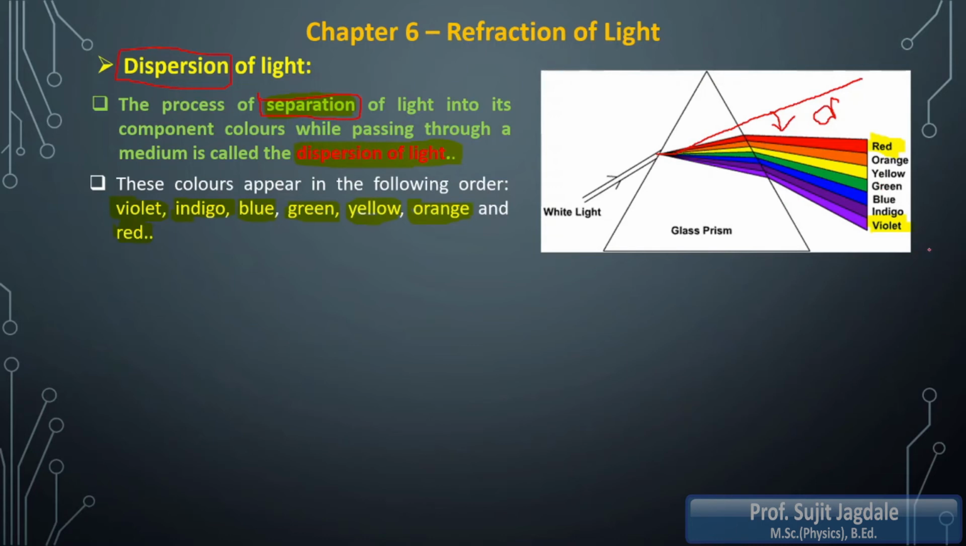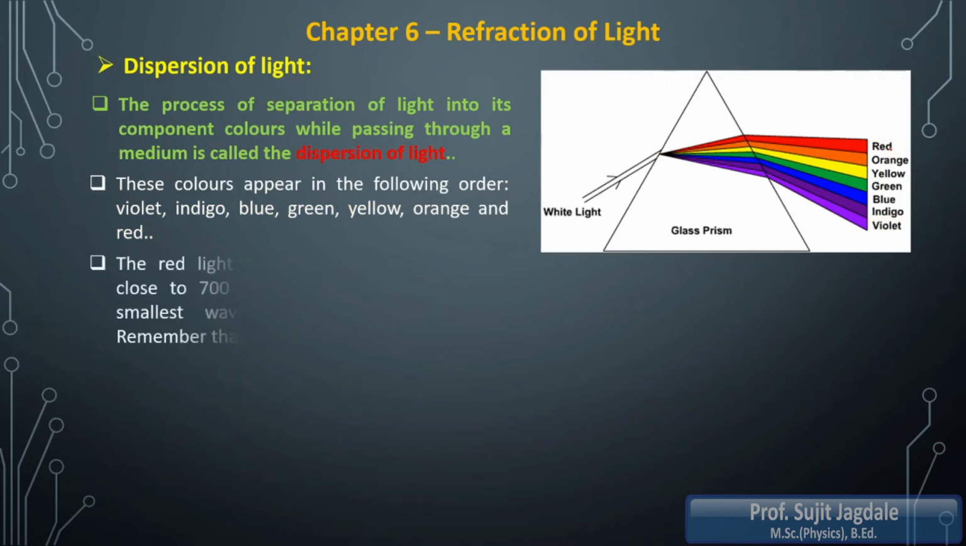and the remaining colors lie between those values. Suppose violet color has the angle 40 degrees and red color has the angle 20 degrees, then the remaining colors will have an angle of deviation between 40 degrees and 20 degrees. They will not go beyond those limits, red and violet. So this is the dispersion of light which we get when light passes through the prism.